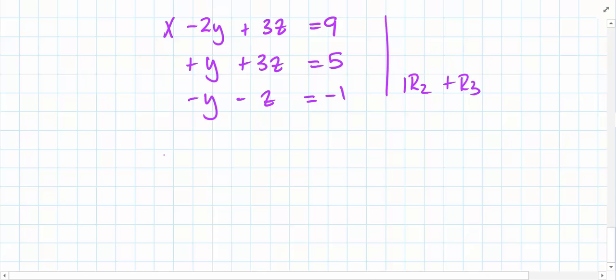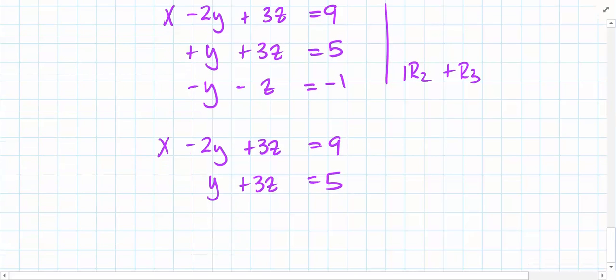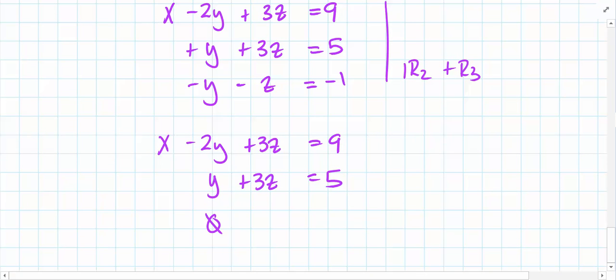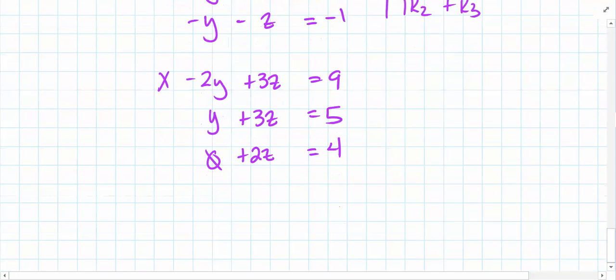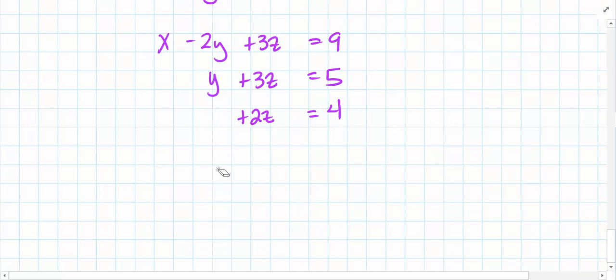Am I doing anything to the top row? No. x minus 2y plus 3z equals 9. Am I doing anything to the second row? No. y plus 3z equals 5. Now, add the second and the third row together. I get a 0 there. 3z plus a negative z, how much is that? So I'm going to have plus 2z equals 4. Very good. I no longer need this one now.